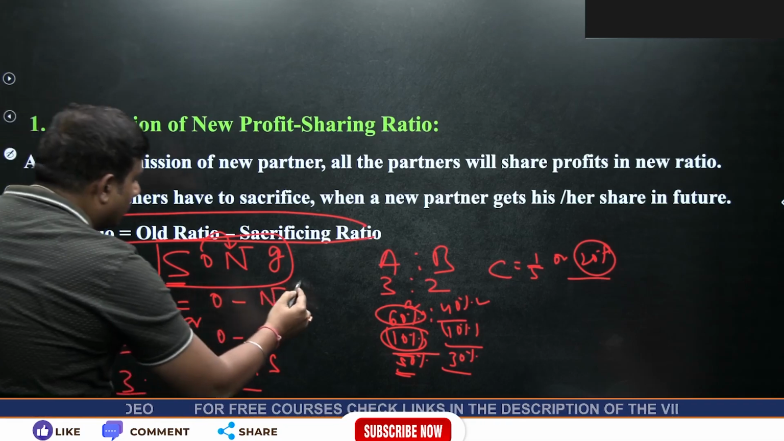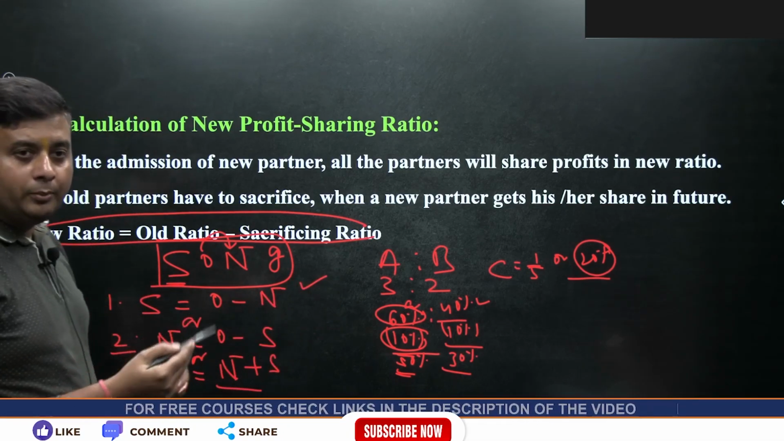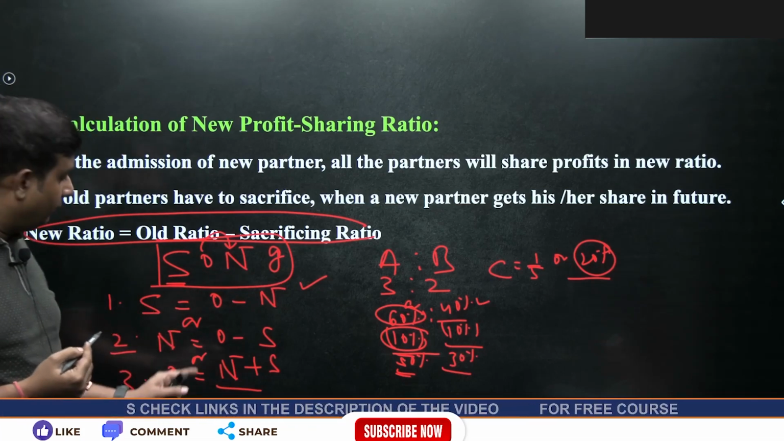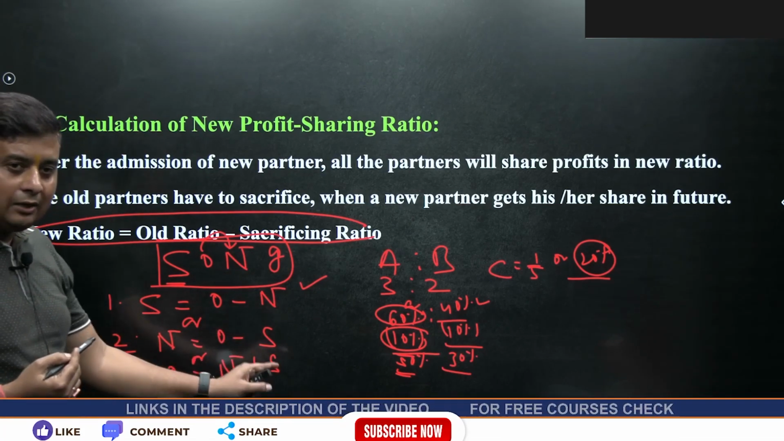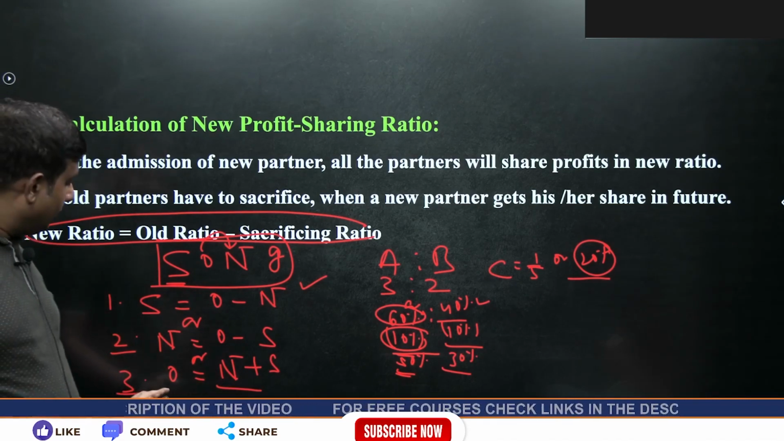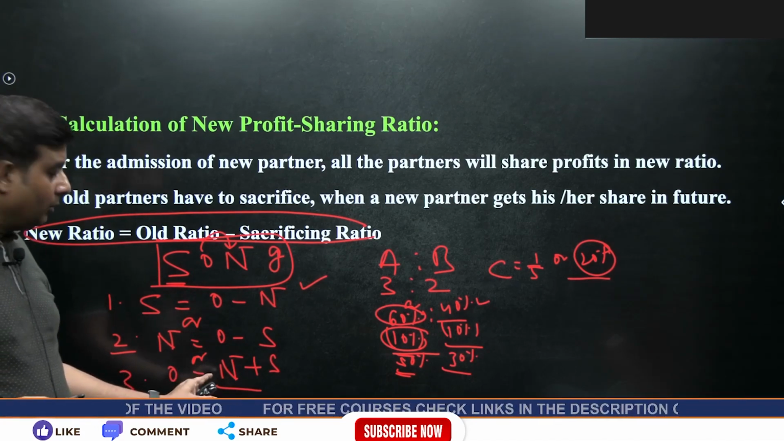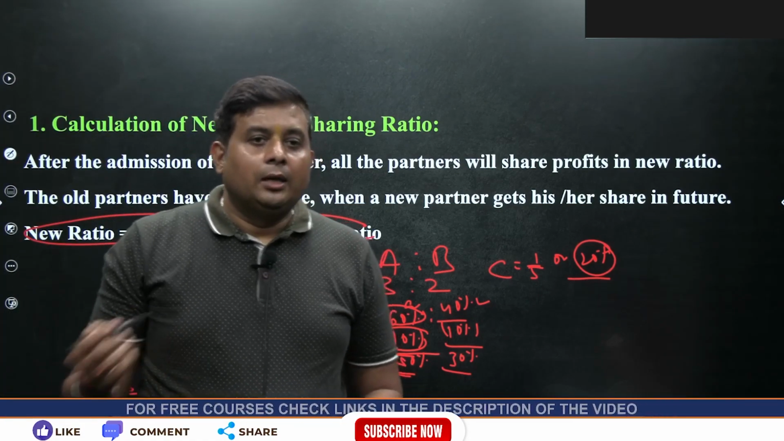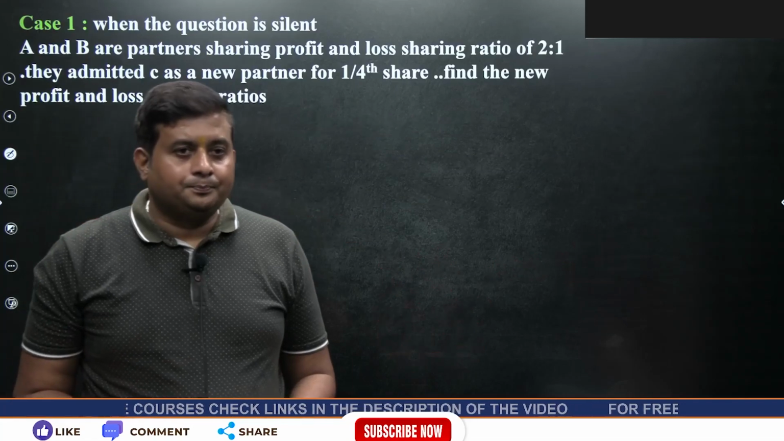To ascertain the sacrificing ratio, the formula is old ratio minus new ratio. To ascertain the new ratio, the formula is old minus sacrificing ratio. And sometimes they can also ask in the exam to ascertain the old share, for which the formula is new plus sacrificing. I hope you understand this. Now let's talk about the next step.